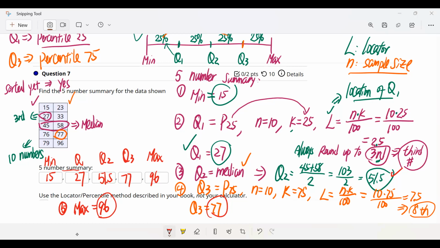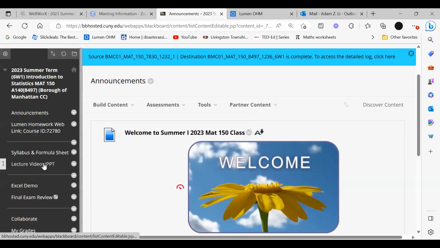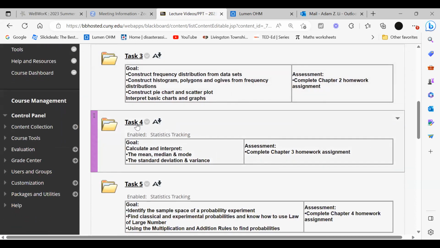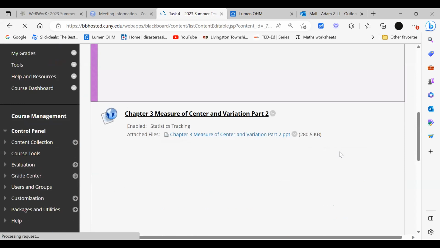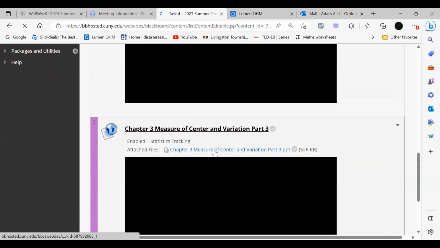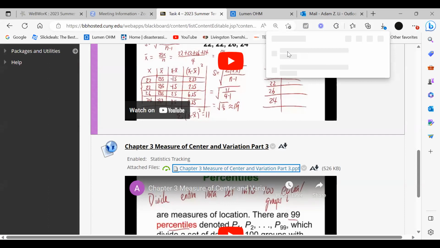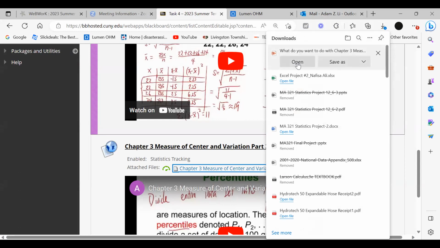But that's another scenario. What if the locator is a whole number? So we have a standard principle to follow. If you go to our Collabora course, open the PowerPoint, let me point it out to you. Let's go to lecture videos, PowerPoint, and click on chapter 3. Lecture video, it's on the third part. Open part 3 and the PowerPoint. I'll show you where that procedure is located, so you can always follow the same procedure. There are 2 different scenarios.